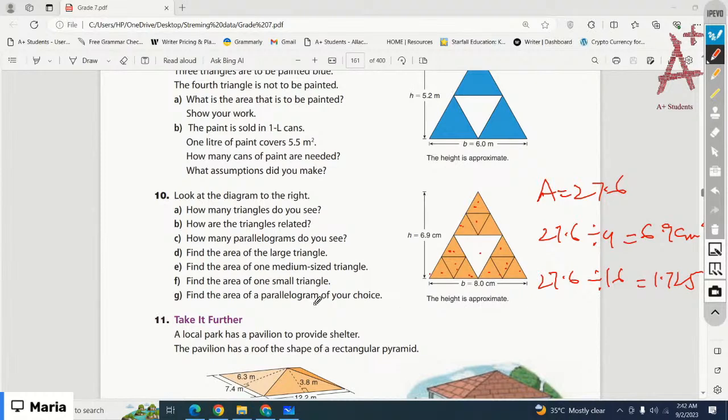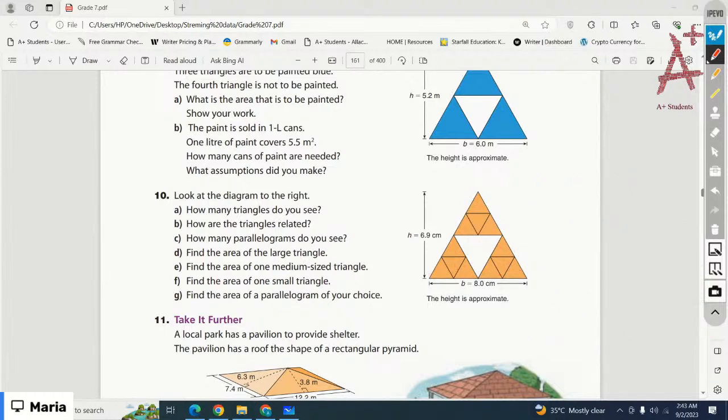Find the area of a parallelogram of your choice. So we can see one small parallelogram is made up of two small triangles, right? That means the area of one small parallelogram is two times the area of the smaller triangle. So the smaller triangle is 1.725. Just multiply it by 2, it would be 3.45 centimeter square. Okay, you can do question number 11 by yourself.